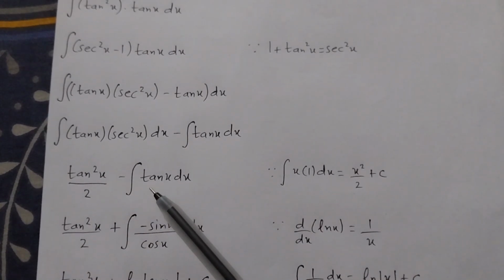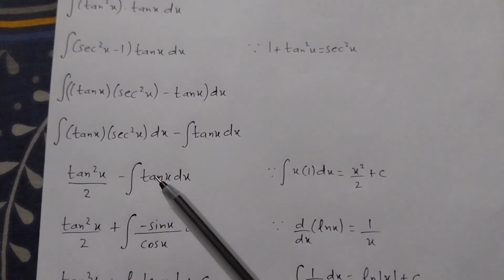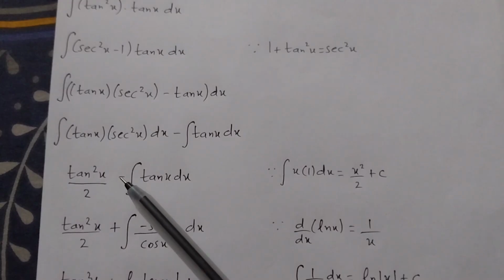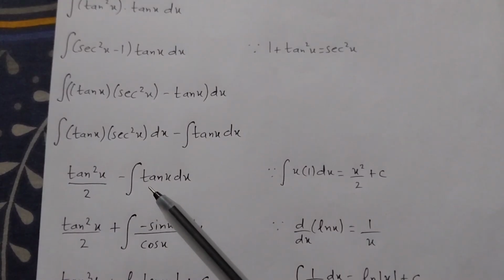And we know how to integrate tan of x. Tan of x can be written as sin x over cos x, and we will move this negative sign inside the integral.